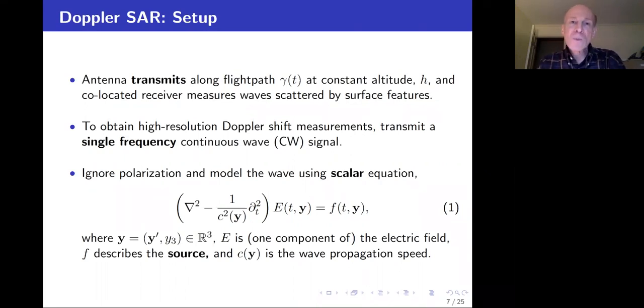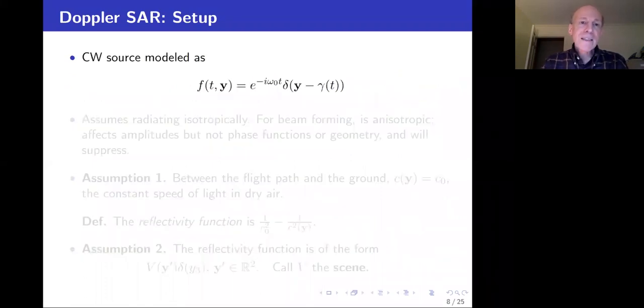And this is an inhomogeneous wave equation where the right-hand side describes the source, namely our transmitter, which is sending out this CW signal. So we have this wave equation we want to solve. So we model the continuous wave source simply as f(t, y), where we have the oscillator e^(-i omega naught t). And then you have the fact that that is a delta function source at the point that the transmitter is at at time t, which is at y equals gamma of t.